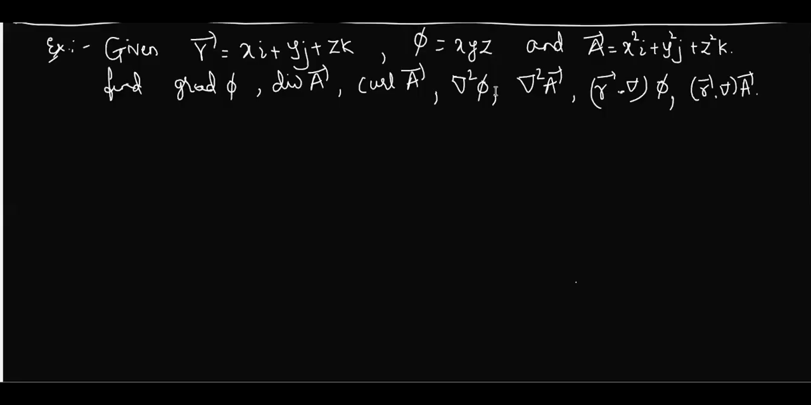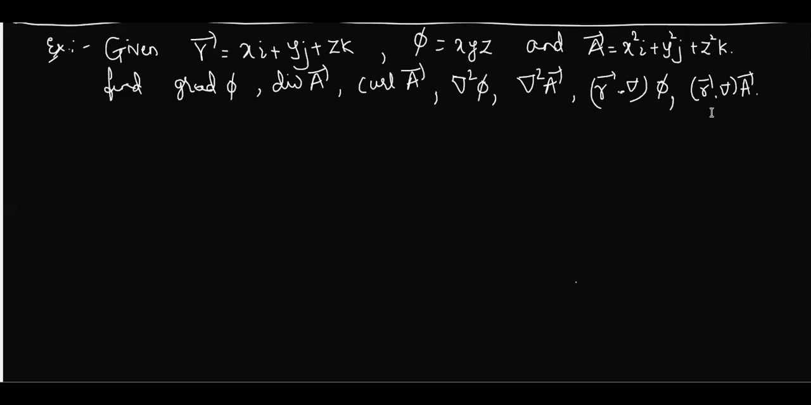We have an example now where R is given as xi plus yj plus zk, phi is given as xyz, and A bar is given as x square i plus y square j plus z square k. Then we have to find grad phi, divergence A, curl of A, del square phi, del square A, and some product like this: R dot del operating on phi and R dot del operating on A bar.